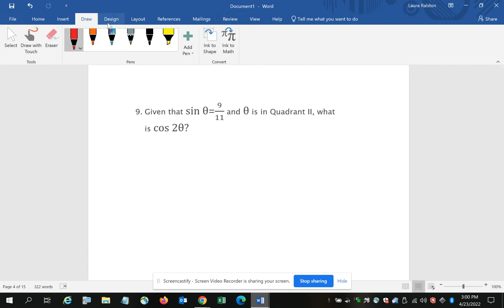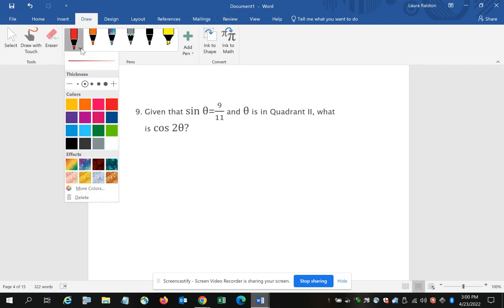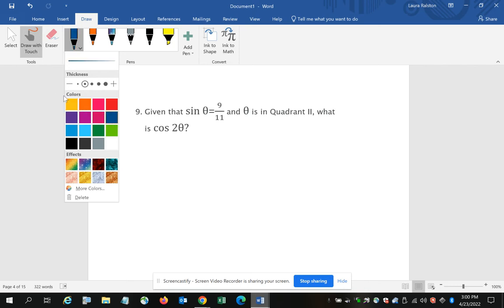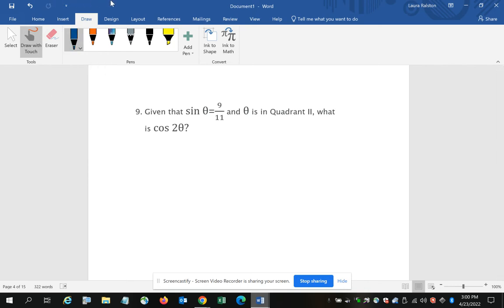All right, number 9, again, asks you to find cosine 2 theta, and this time you're given that the sine of theta is 9/11 and theta is in quadrant 2. Well, again, you have those three forms, and this time I have the sine squared. So I think I want to use the formula cosine 2 theta equals 1 minus 2 sine squared theta.